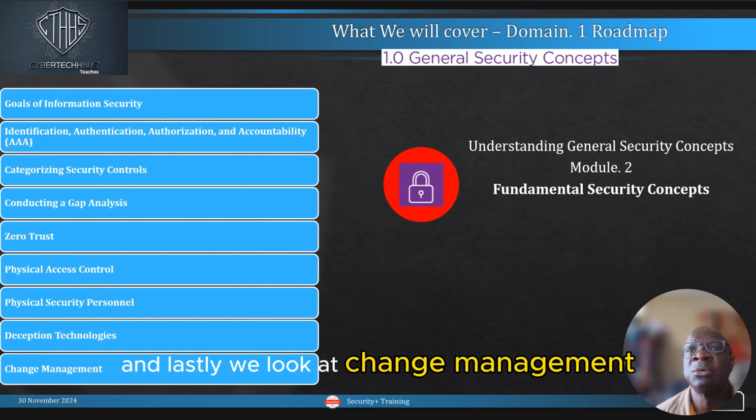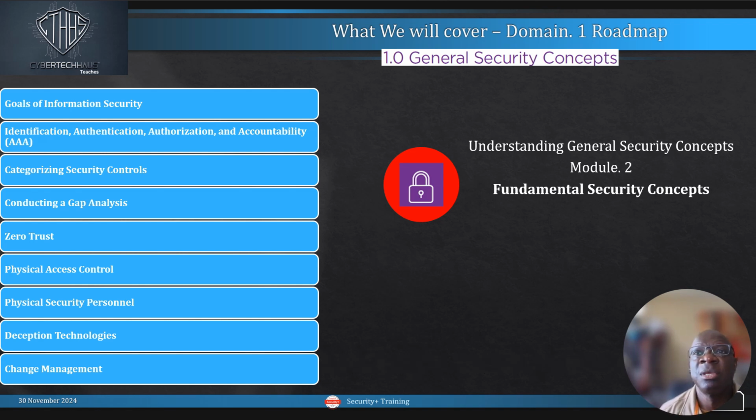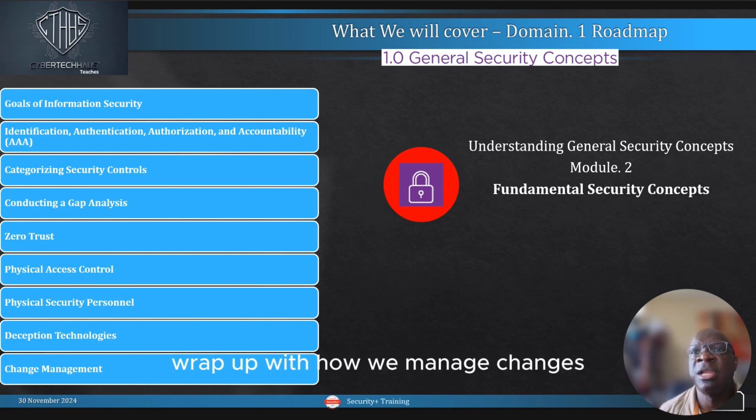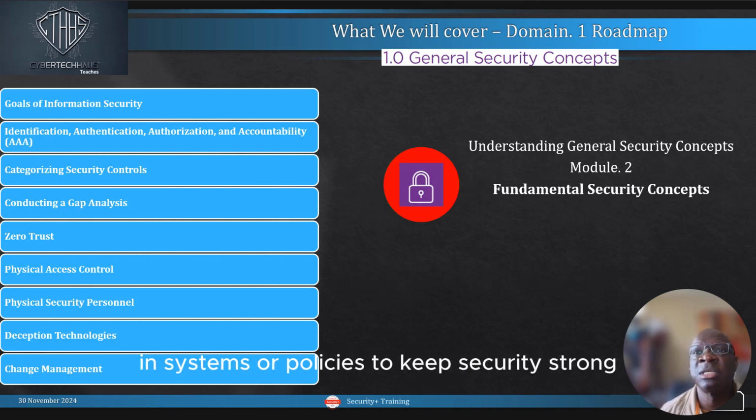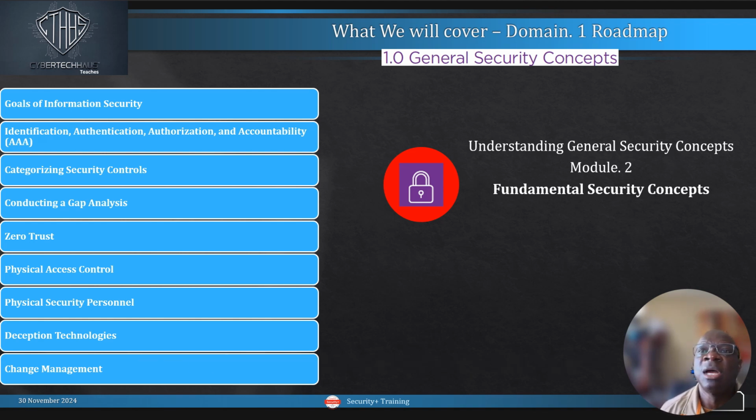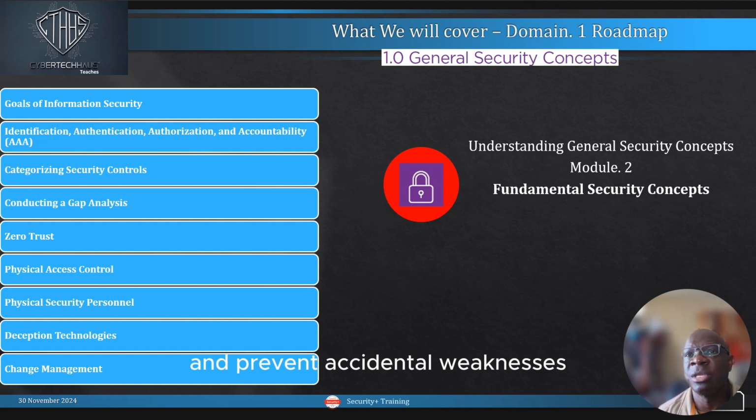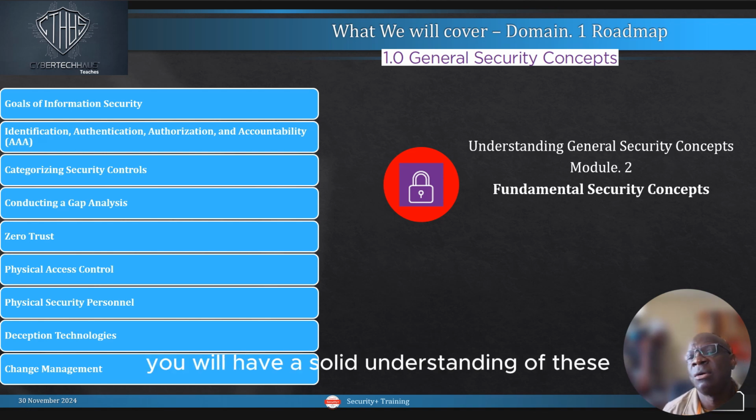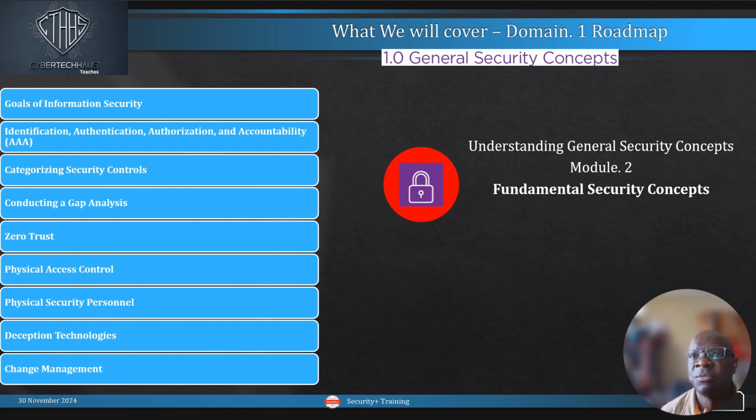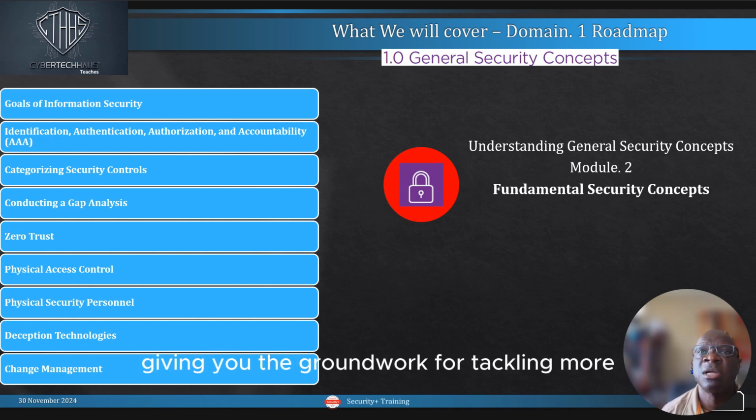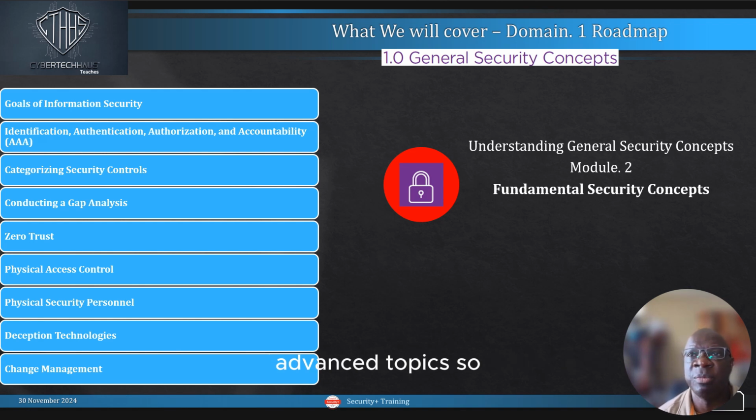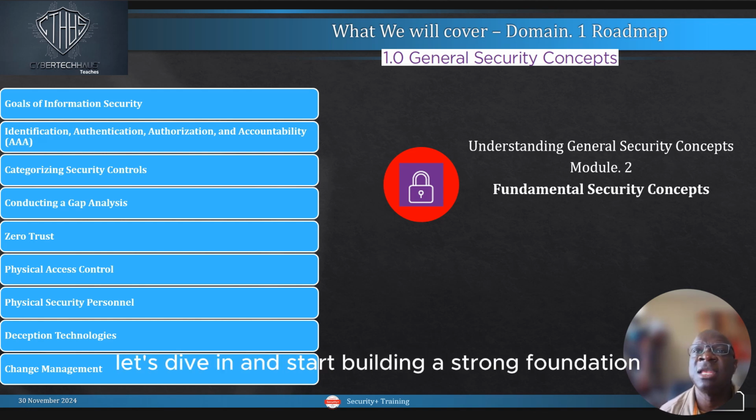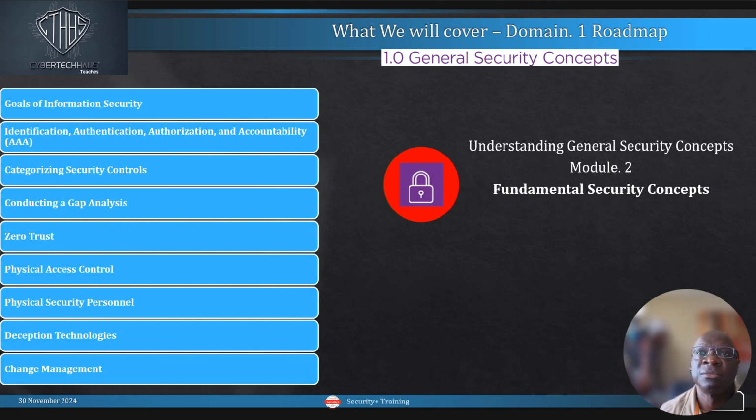And lastly, we'll look at change management. We'll wrap up with how we manage changes in systems or policies to keep security strong and prevent accidental weaknesses. By the end of this module, you will have a solid understanding of these key concepts, giving you the groundwork for tackling more advanced topics. So let's dive in and start building a strong foundation in cybersecurity.